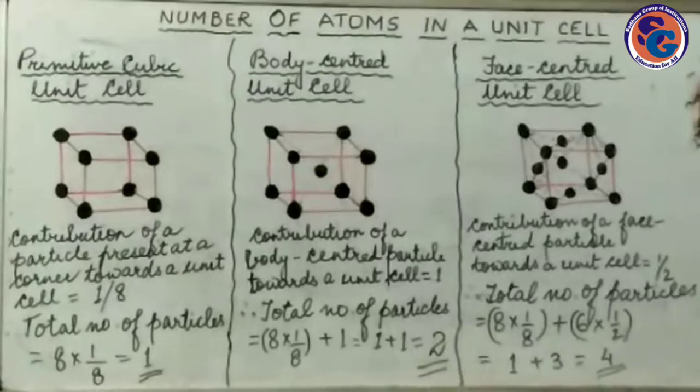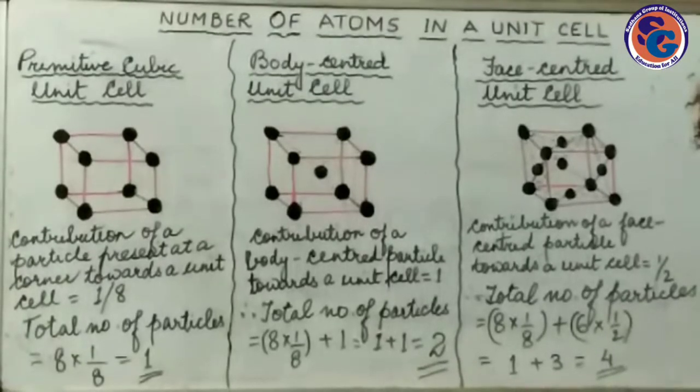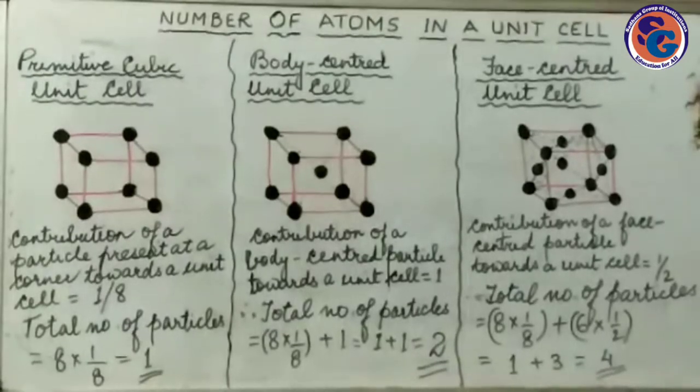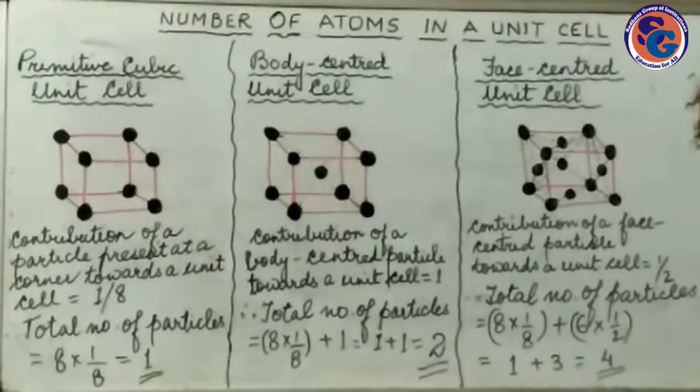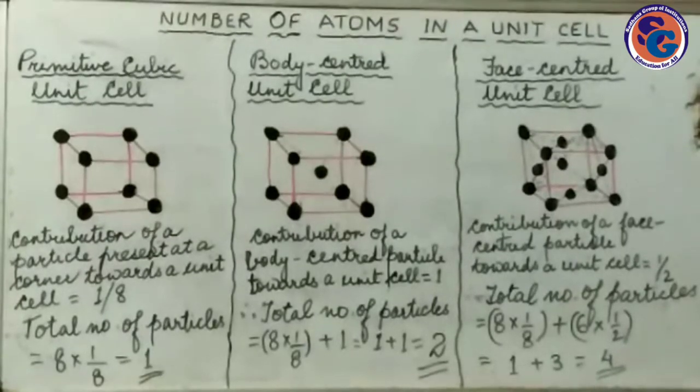Dear students, today I'll be telling you about the number of atoms in a unit cell. A unit cell doesn't only consist of atoms. They may be molecules, ions or atoms. But for our ease we use the term atoms. We will be discussing here about the number of atoms in a primitive cubic unit cell, a body centered unit cell and a face centered unit cell. First we come to primitive cubic unit cell.